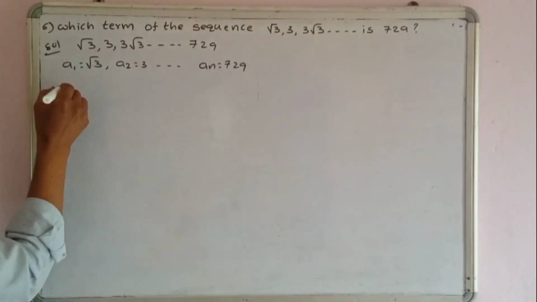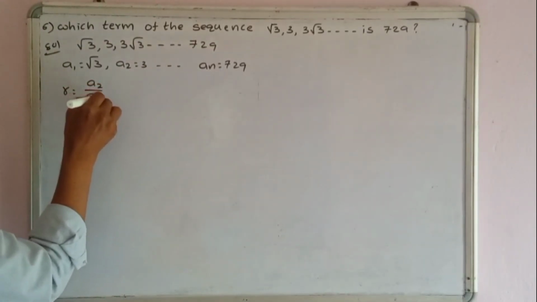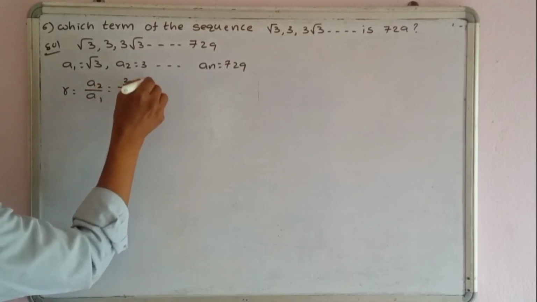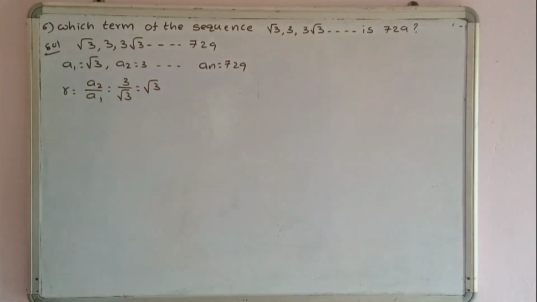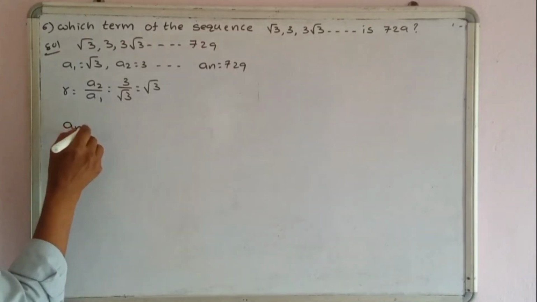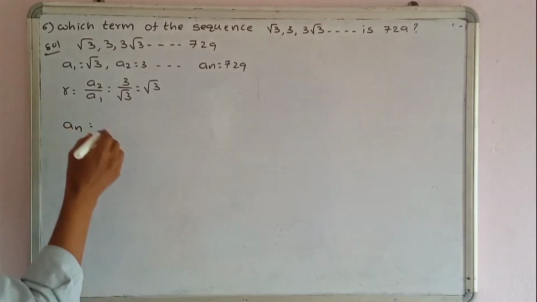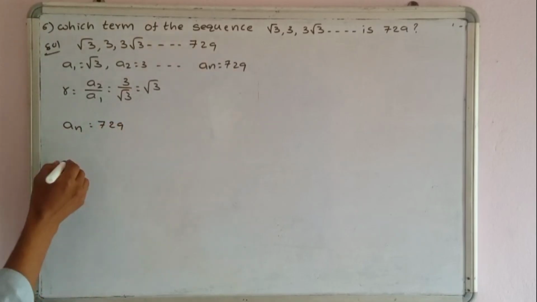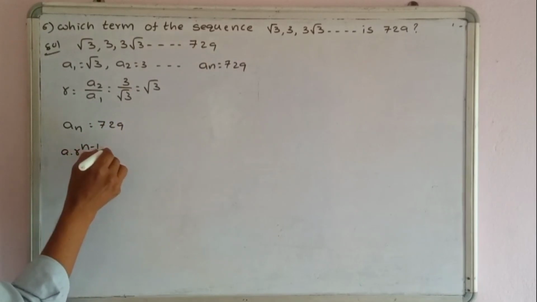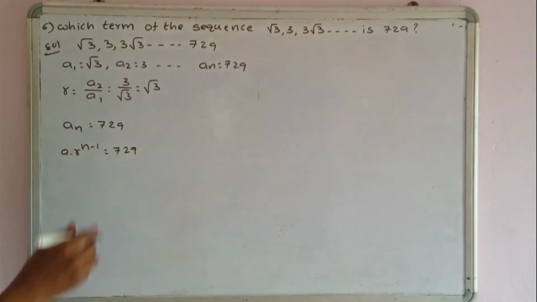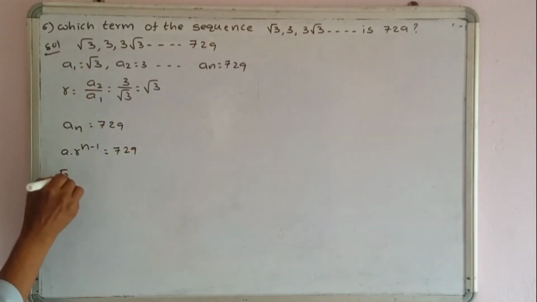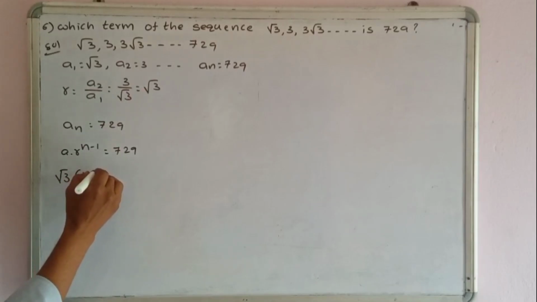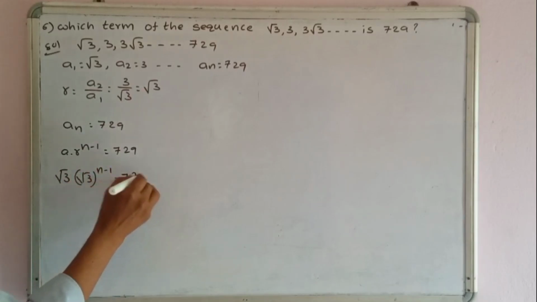So first find the common ratio. r equals a2 by a1. a2 value is 3 by root 3, and 3 by root 3 is root 3. Now we will find an. What is the nth term formula? Actually, an value is given as 729. So the nth term formula a into r power n minus 1 equals 729. a value is root 3 and r value is also root 3, power n minus 1 equals 729.